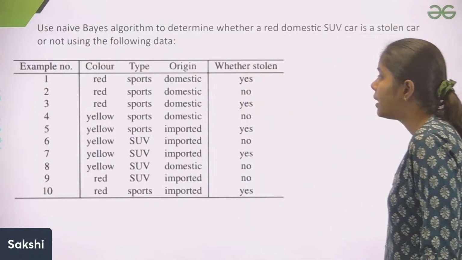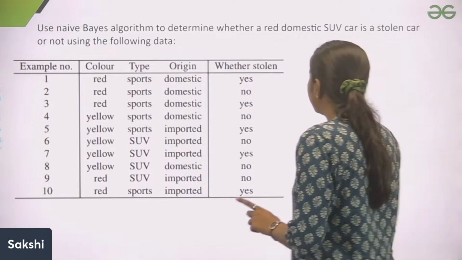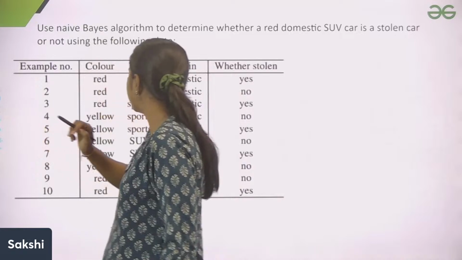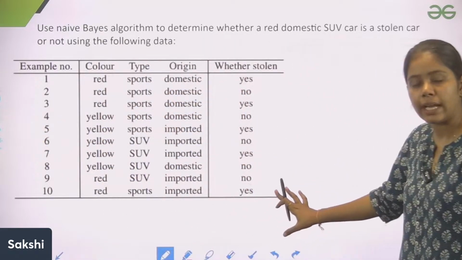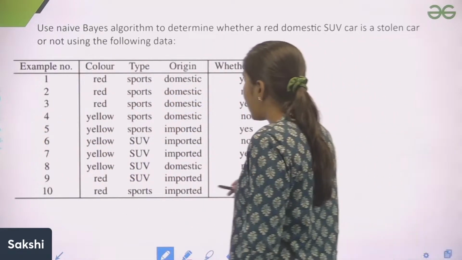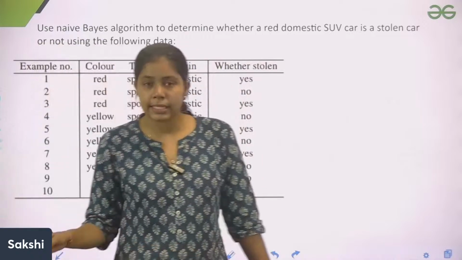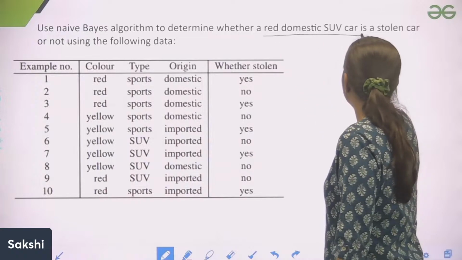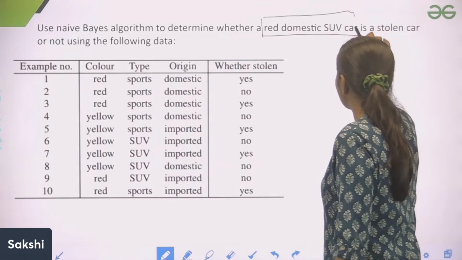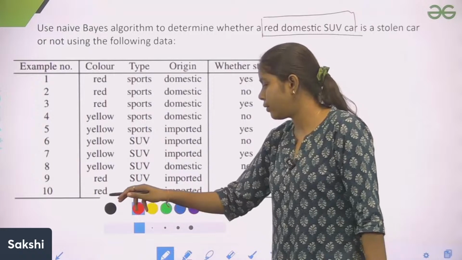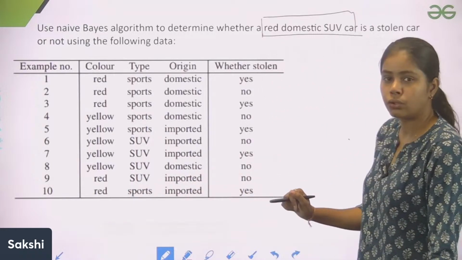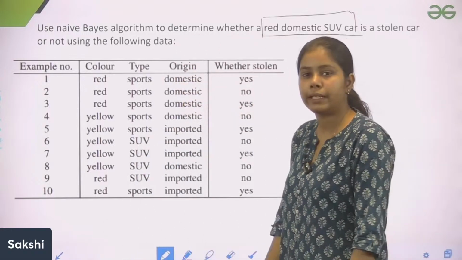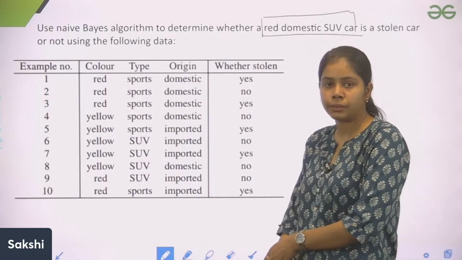This is the first question. It says that use naive Bayes algorithm to determine whether a red domestic SUV car is stolen or not using the following data. So guys, you can see that I have given a data set, and now they have given another query, right? This is a data set given to me in which we have given 10 examples, and they have given a query that this red domestic SUV car is a stolen car or not. I have to tell them, right? So using naive Bayes, I have to tell. Can anybody tell me? Does anybody have any idea? How would you find out?